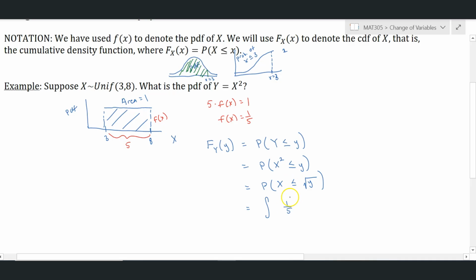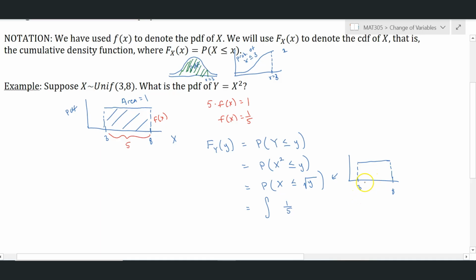And it's going to be the area, right? So what we want this integral to go from is from 3 to the square root of y. So basically, we want this in our PDF, right? Because that's where x is defined. It's defined on that interval.